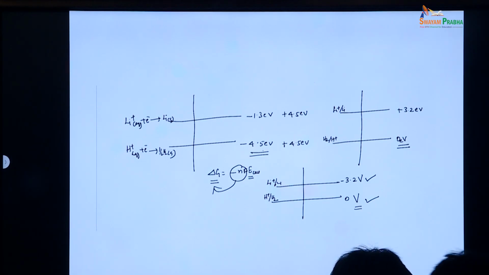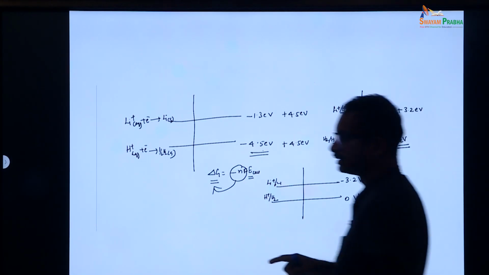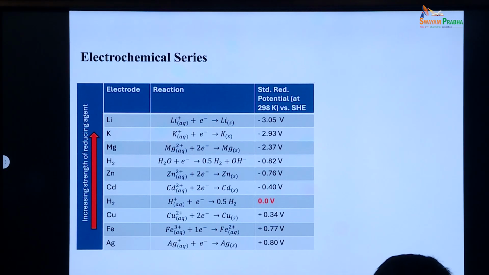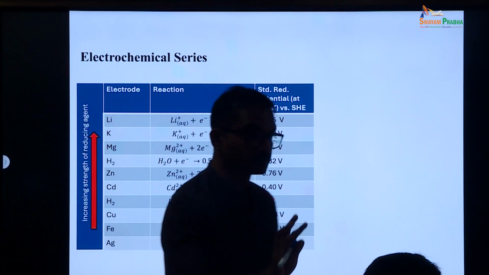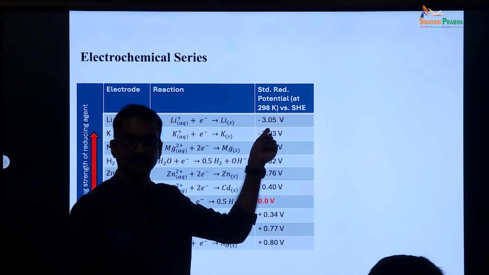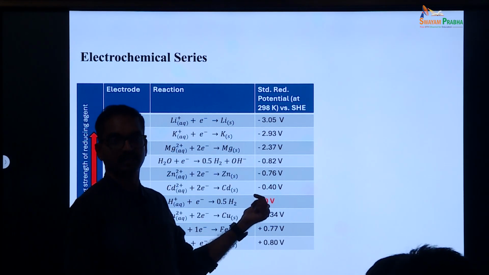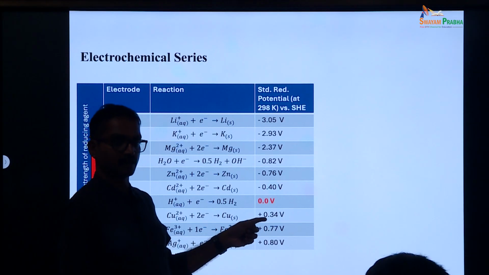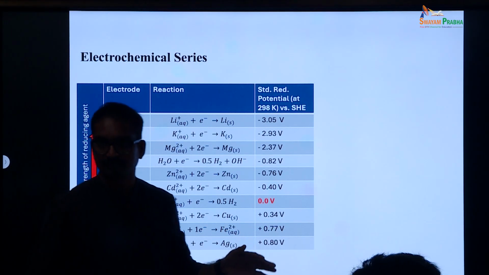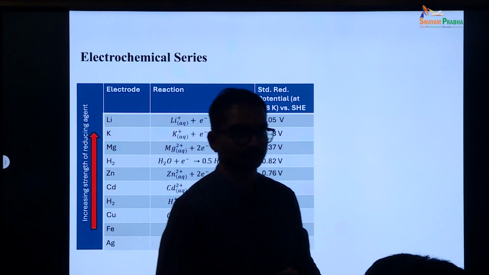See, now there is no electrochemistry, but we are bringing the concepts of electrochemistry through thermochemistry. Okay? Now, what is a reduction? What is oxidation? All those things you know. When you add electron, it is reduction. When you remove electron, it is oxidation.